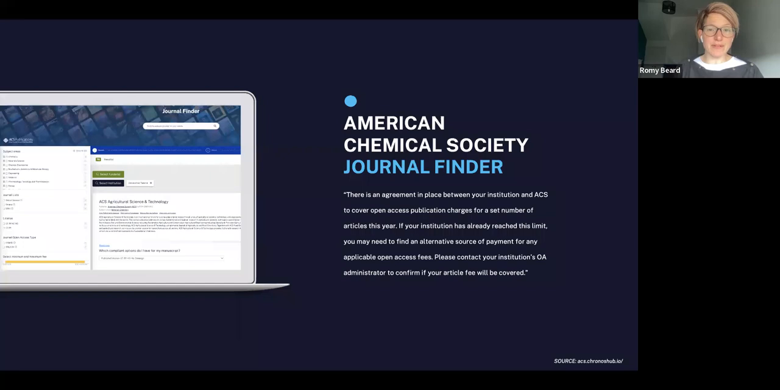Then we've got an example from the American Chemical Society. They use Chronos Hub for their journal finder, where you can enter an institution. So it's a little bit more fluid. It's not a static spreadsheet, but you can actually enter your institution and then get information on whether agreements are in place for their journals. You can also filter through the journals and do another bunch of cool things. But it's good to find out which institution is part of which agreement. So not based on country, but just on the institution.